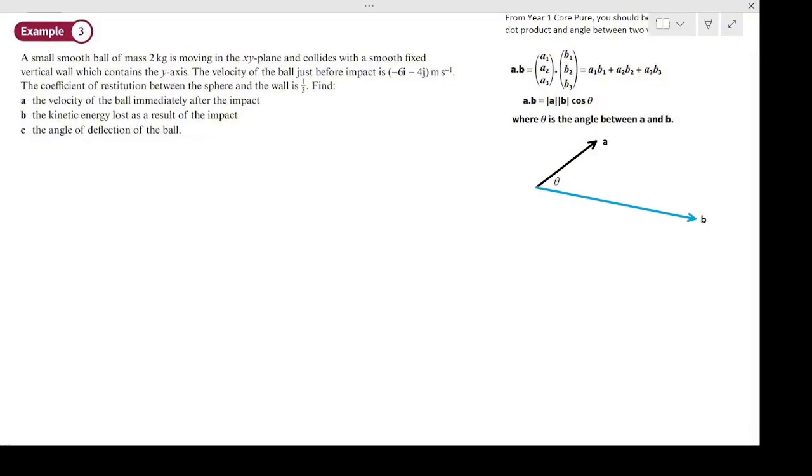It's talking about an xy plane, it's talking about a y-axis, but don't get bogged down by that, don't freak out. It's just fluff, really. The main detail to focus on is that we're told there's a vertical wall. So we've got a wall that's vertical, so it's going to look a bit like that. Just a vertical line like that. I'm going to call that my wall. Hopefully happy with that.